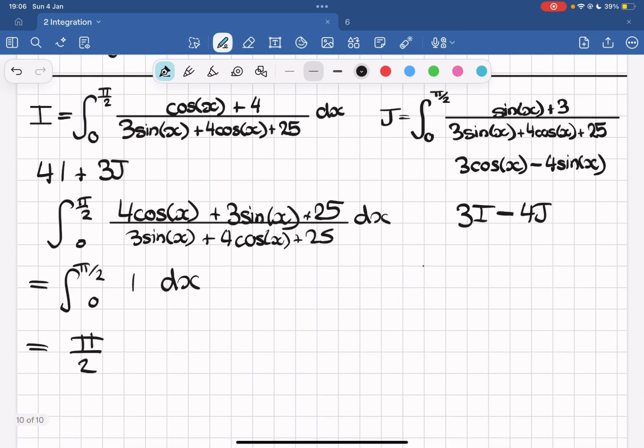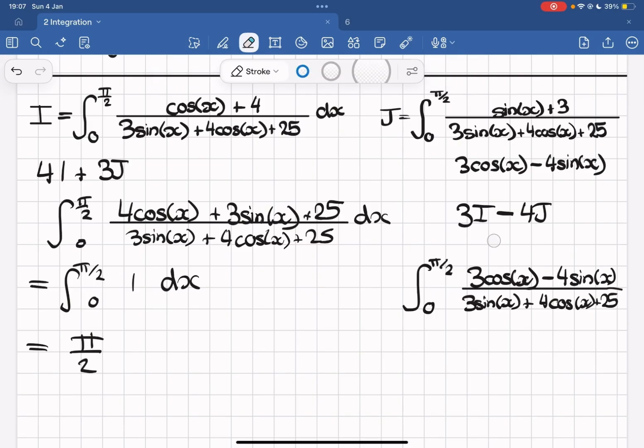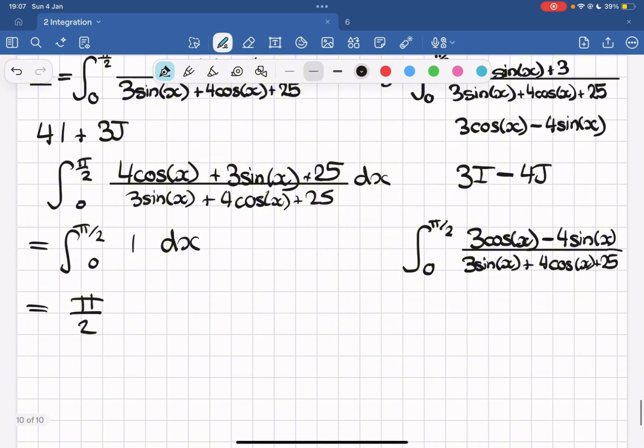Let's quickly write this out. So we've got pi over 2, and we've got our lower bound as 0. We've got 3 cos x minus 4 sin x, and then on the denominator, 3 sin x plus 4 cos x plus 25. The reason our 12s cancelled is we've got a 12 from 3i and minus 12 from 4j, 12 minus 12, 0.